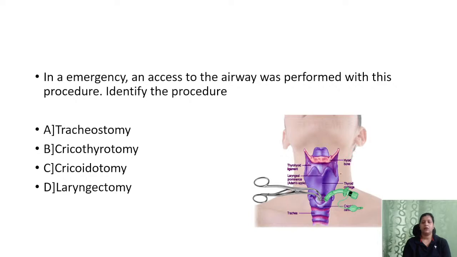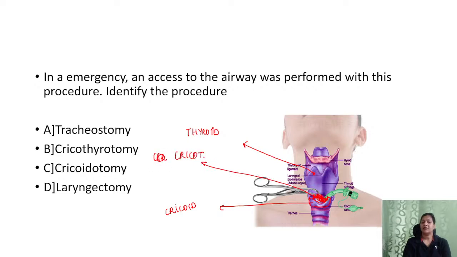Abhinay says B. Okay. So what is this cartilage that you see here, which is the largest cartilage of the larynx? This is your thyroid cartilage. Below the thyroid cartilage, the next cartilage that you see here is called the cricoid cartilage. So between the thyroid cartilage and cricoid cartilage, there is a membrane. This membrane is called the cricothyroid membrane.